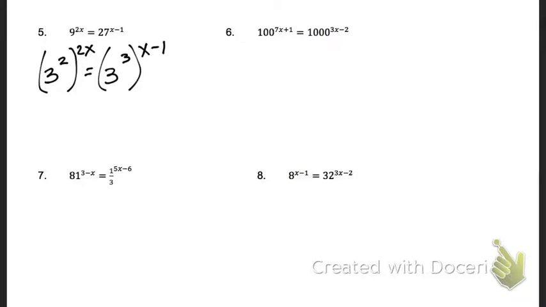So sometimes it requires you to change both bases, not just one of them. More often than not, it's going to make you change both of them to the smallest base. So 3 to the 4x equals 3 to the 3x minus 3. Set them equal to each other. So x equals -3.